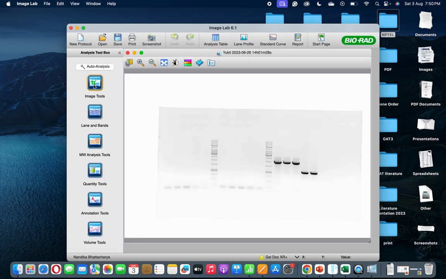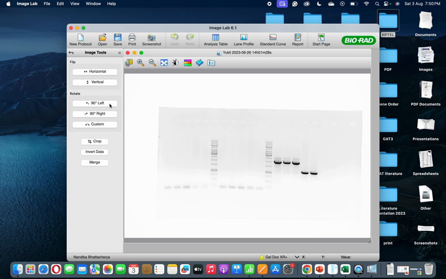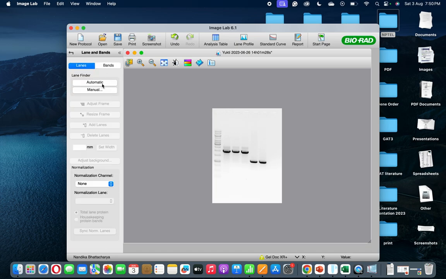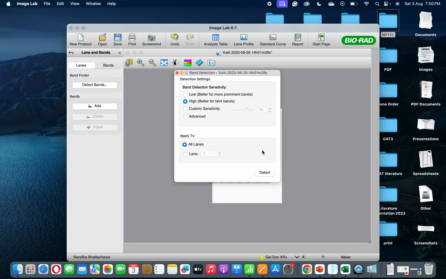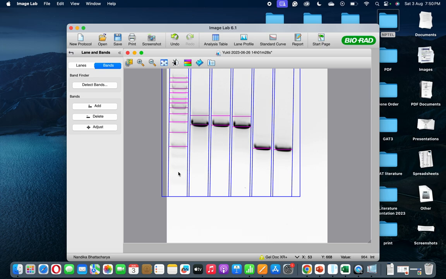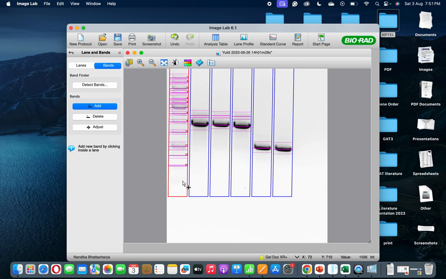Okay, we'll just use this image. We will crop it to the region we want. Okay, crop. We will auto detect lanes. It has done a good job. We'll detect bands. You'll see it hasn't detected all these faint bands, so those we'll have to add manually.